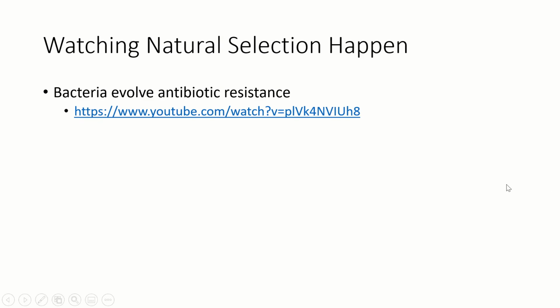Okay, so here's a video, and I'm going to link to it on Blackboard. I'm not going to show it right now, but they basically set up a huge agar plate and put different levels of antibiotic on it and watch the bacteria evolve antibiotic resistance. This antibiotic resistance develops as a new mutation in certain individuals and then gets passed on to all of the offspring of those individuals.